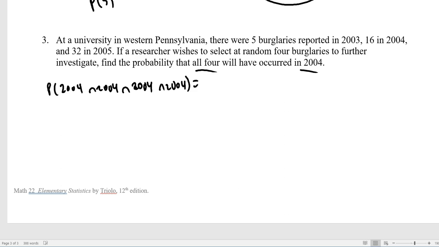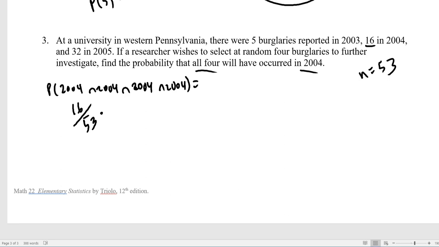What's the probability the first one is selected in 2004? We need a total. What is there? 21 and 32, 53. What's the probability the first one we chose is in 2004? Well, there are 16 out of the 53. And and means multiply. What's the probability the next one comes in 2004? Does it stay 16 out of 53?